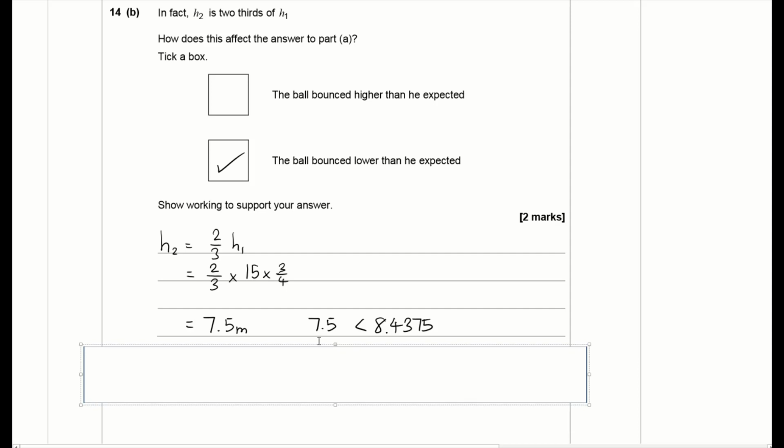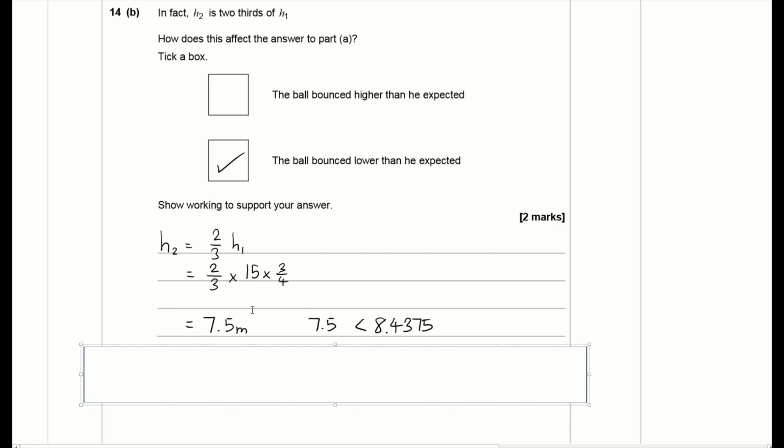When you do that, you find that 2/3 times 3/4 times 15 is actually 7.5. If we compare that to the answer in part A, we got 8.4375. So we can see that the ball actually bounces to a height that's lower than expected. So that's why we tick this box.